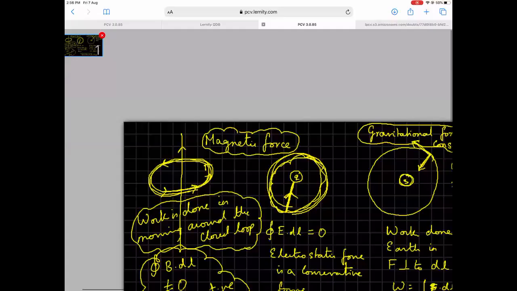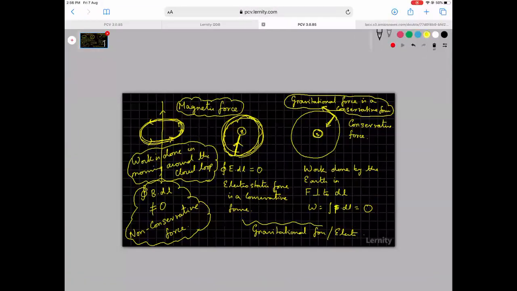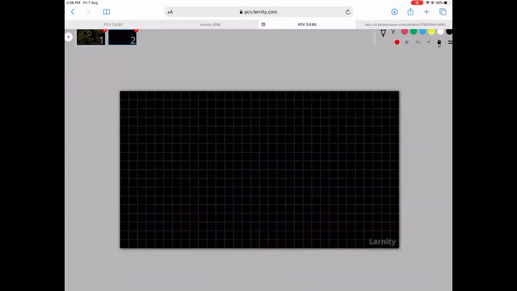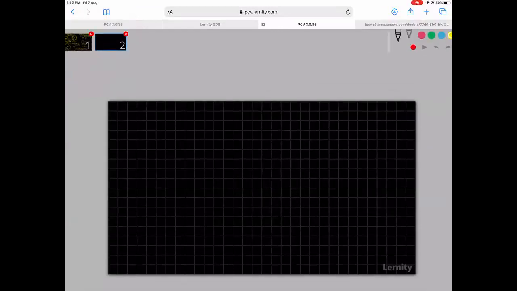So I hope you are able to understand this. Now, if you understand this, let's do one more thing. So I have the same magnetic field here. Now what is the force? Suppose I take a charged particle around this. What is the force equal to? Q into V cross B.